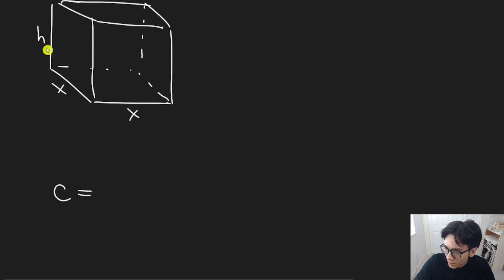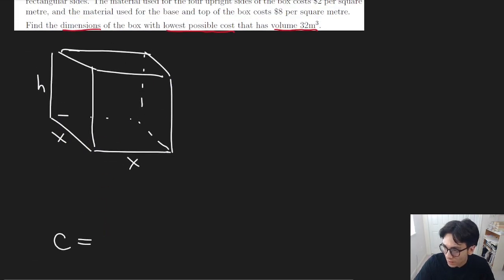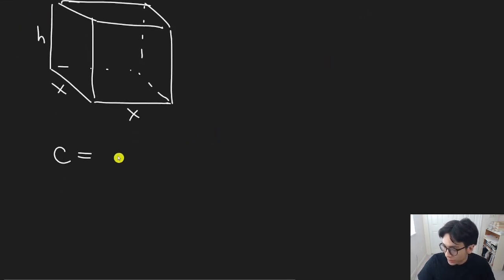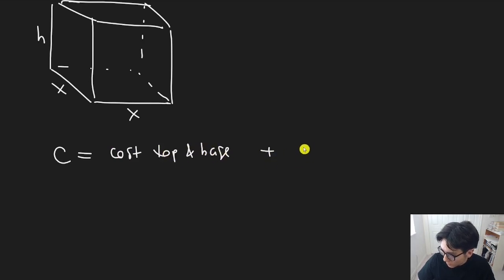Okay, the question is, based on these dimensions, what is the cost of the box? Now, to figure out the cost, there's two parts, because there's two different costs, right? For the upright side, it's $2 per square meter, and for the base and top, it's $8 per square meter. So what I'm basically going to do here is add up the cost of the top and base, those could go together, and the cost of the sides. Now, here's the thing. How do we figure out the cost of the top and the base or sides?